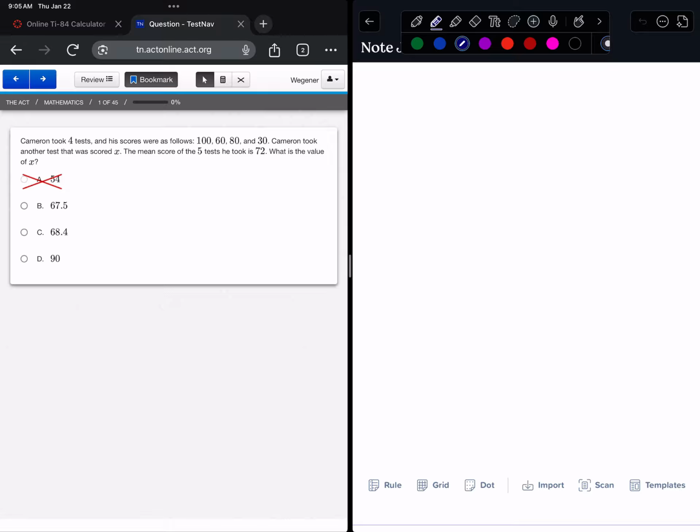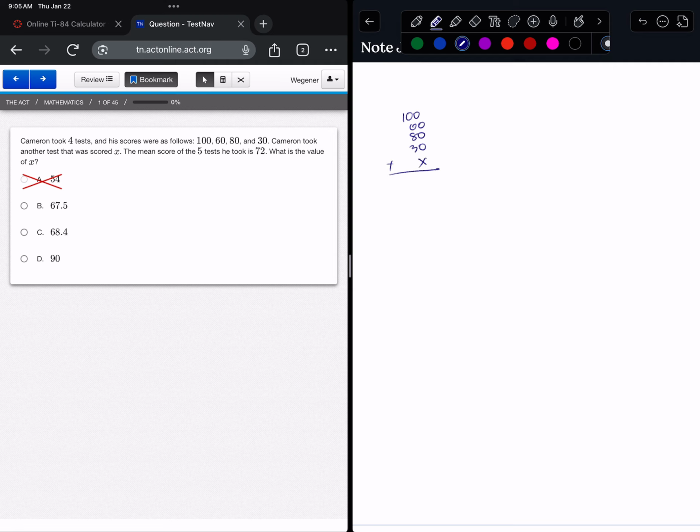So Cameron took 4 tests and his scores were 100, 60, 80, and 30. Cameron took another test and scored X. We don't know what X is. That's what we're trying to find. The mean score of the 5 tests he took is 72. What is the value of X? All right, so you could go ahead and do the math on your piece of paper that is available to you all during the day of the test.